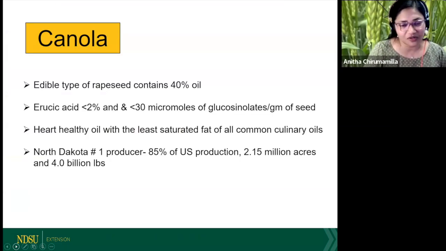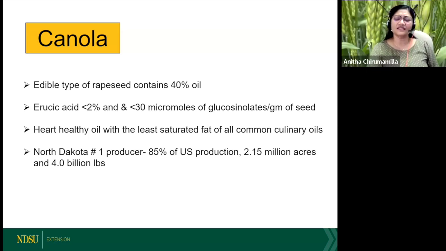So, a little introduction about the canola crop for those who are new to canola. Canola is a specific edible type of rapeseed with an oil percentage of 40%. Most of the varieties of canola grown in the United States have a very low erucic acid content, which is less than 2%, and less than 30 micromoles of glucosinolates per gram of seed. And like Barry said in his presentation, this is one of the most heart-healthy oils with the least saturated fat of all the common culinary oils.